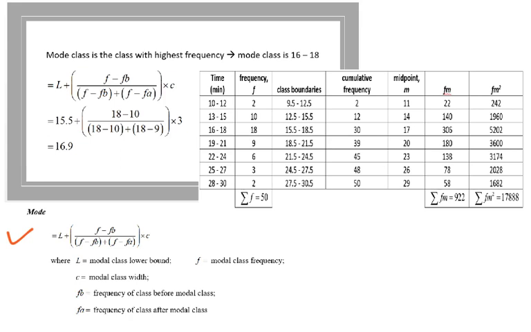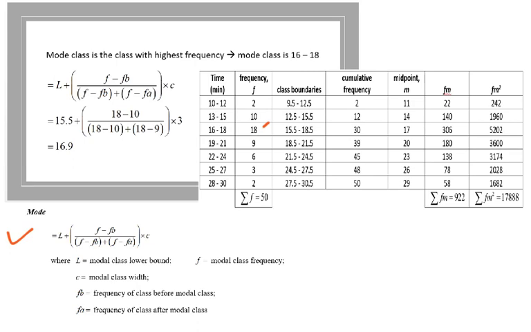Before we start substituting the values into the formula of the mode, the first thing you need to do is identify from your table which class is the mode class. How to know which class is the mode class? You need to look at the frequency, look for the highest frequency. In our table, the highest frequency is 18, meaning that 16 to 18 is our mode class. Modal class or mode class is the same thing.